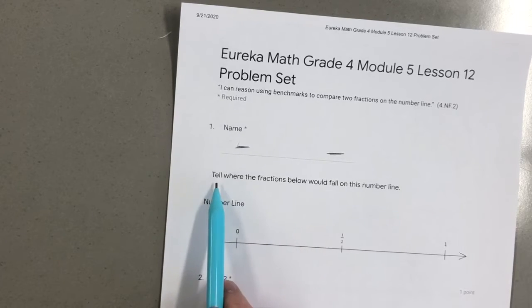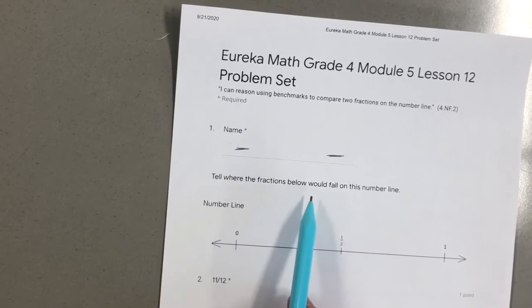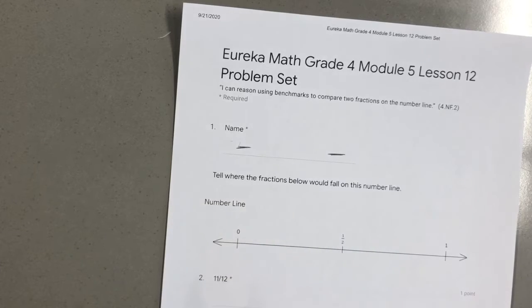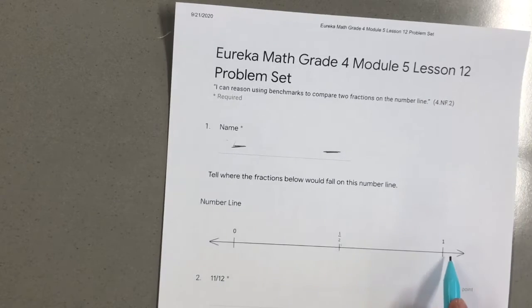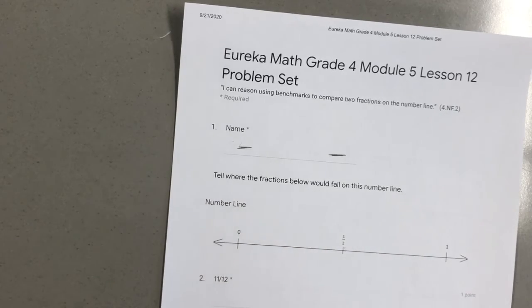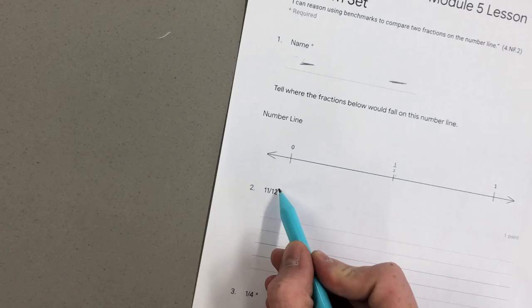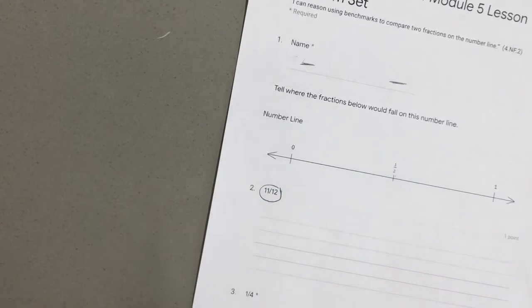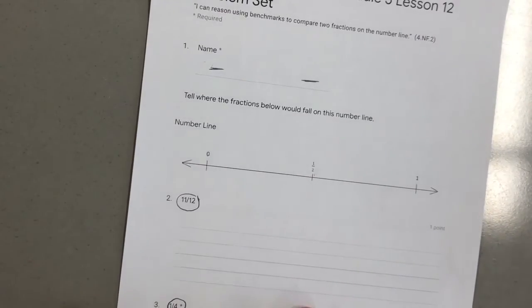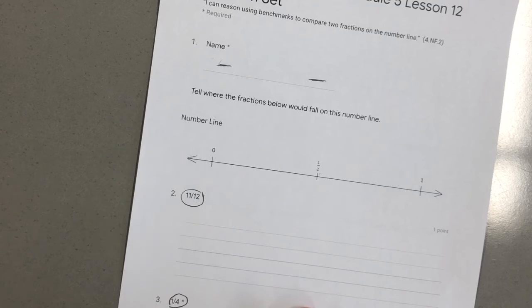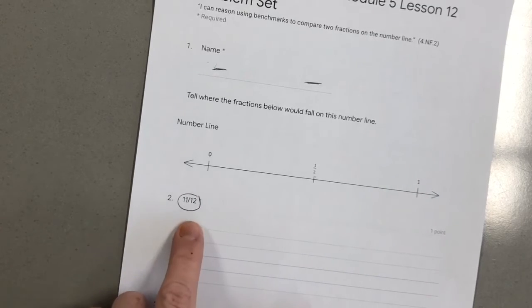The instructions say, tell where the fractions below would fall on this number line. And then you have a number line that's exactly the same as we'd been using before. 0, 1/2, and 1. And so what you're going to do is find out about where would 11 out of 12 fall on that number line, about where would 1/4 fall on that number line. It might be helpful for you at home to actually draw a number line and to plot them out. If you don't think you need to do that, that's okay. So I'm going to do the first one with you.